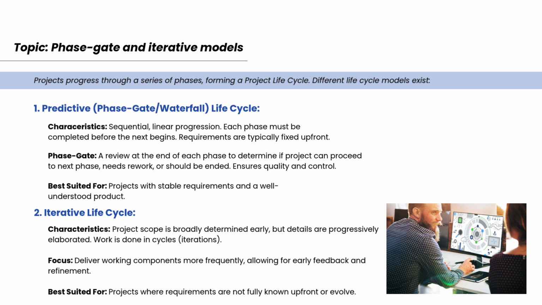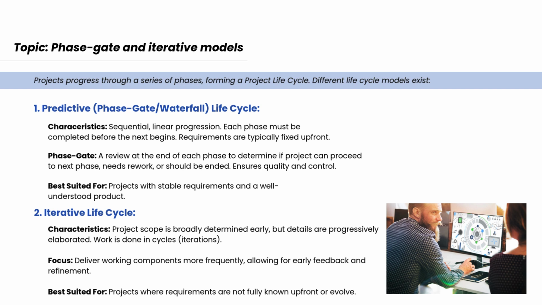First, the predictive or phase gate model. This model follows a sequential linear approach. Each phase of the project must be completed before the next one begins. It's called phase gate because at the end of each phase, there is a review or checkpoint to decide whether to move forward, go back, or stop the project. This helps maintain quality and control. This model works best for projects where the requirements are well understood and stable from the beginning.